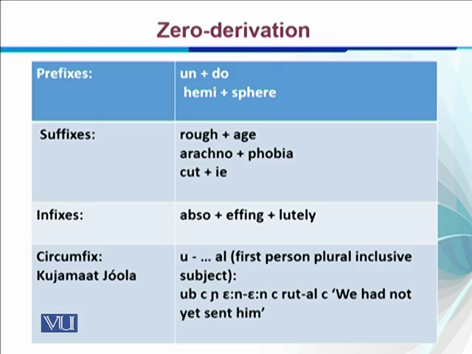For example, prefixes un plus do, hemi plus sphere; suffixes rough plus age, roughage, arachno plus phobia, and cut plus e. Similarly, we have infixes, abso-bloody-lutely, and circumfixes, for example the first person plural and inclusive subject in the Kiyomat Jeolla language. So we had not yet seen this. So there are instances of circumfix in this language.